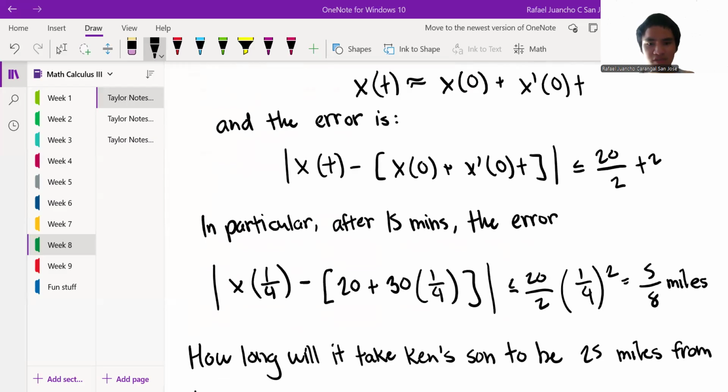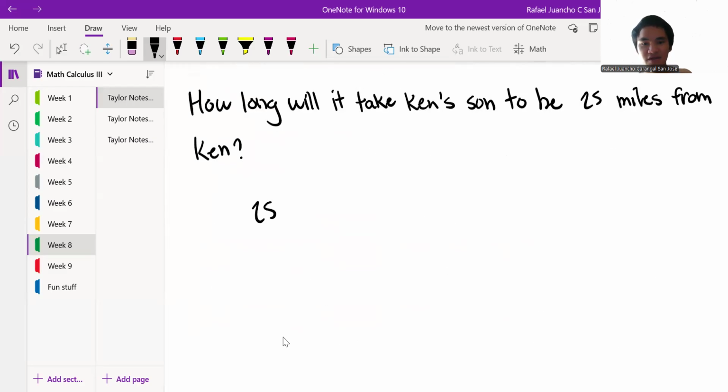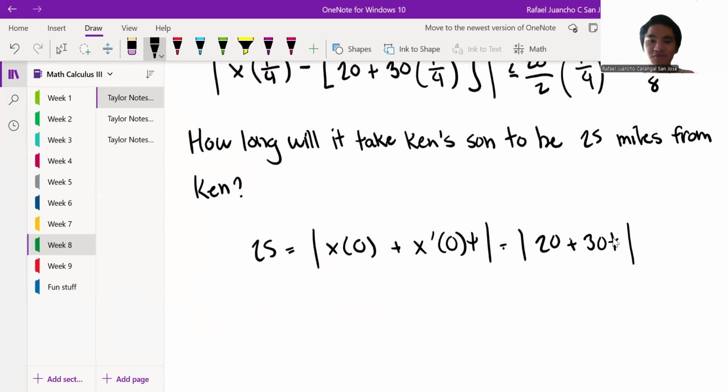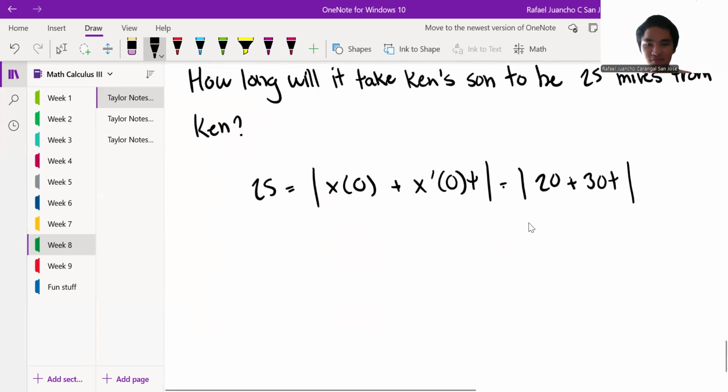Okay, so let's just replace it, right? So this is 25 minus the absolute value of x of 0 plus x prime of 0 t equals, so x of 0 is 20. This one is 30 t. How long will it take? Well, that's what we're trying to find. We want to find t, and we just plug it in.